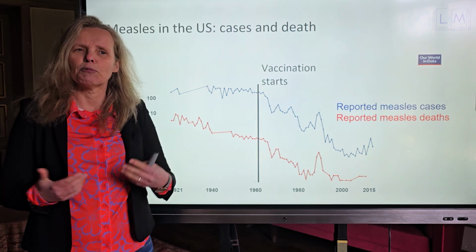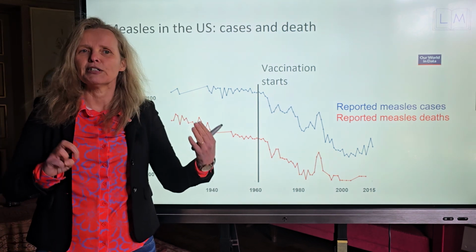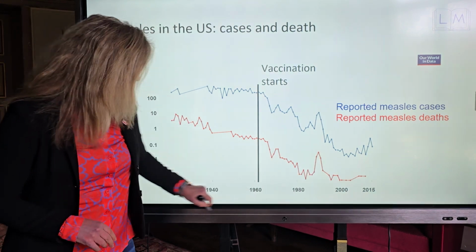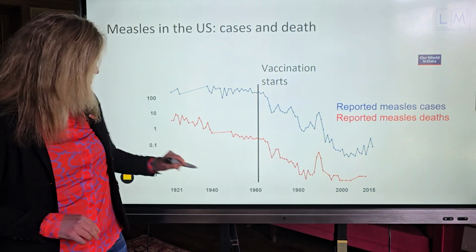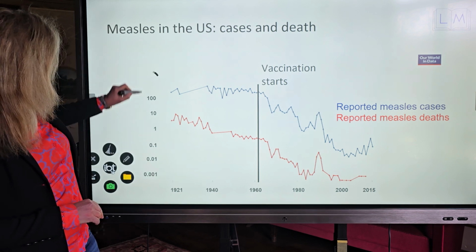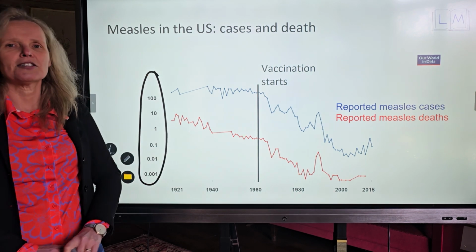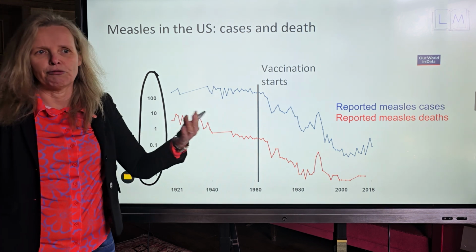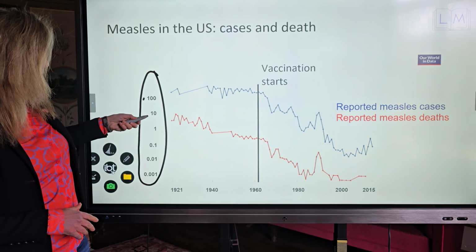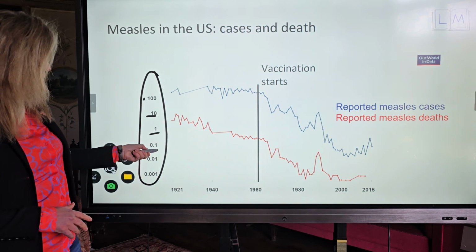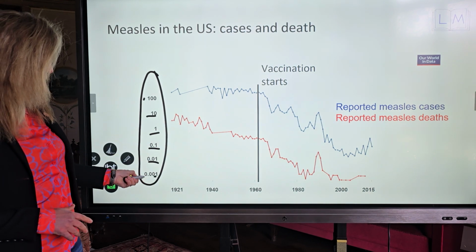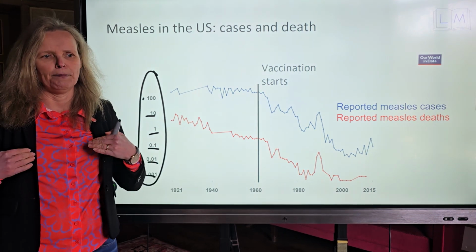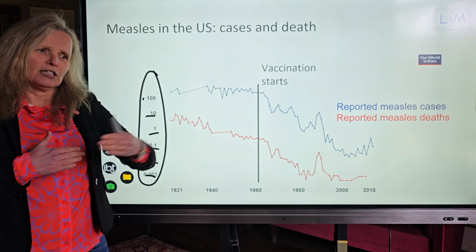Now I want to go a little bit more into the detail of this graph. What do we actually see? Because this is just a scale from 1921 to 2015. But what does this mean? Look at the scale. It's not just a linear scale, so 1, 2, 3, 4, 5. No, it's 100, 10, 1, 0.1, 0.01, 0.001. What does that mean? It's a logarithmic scale. So what it means is it's not evenly distributed.